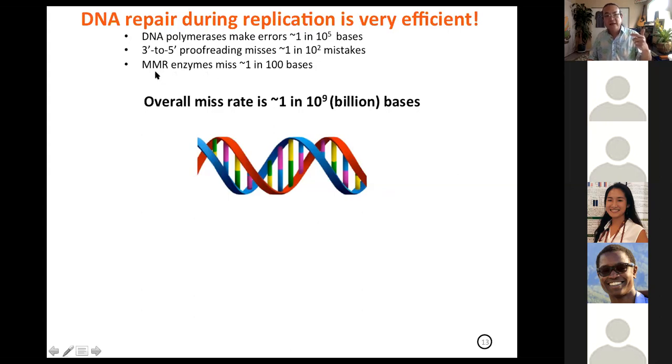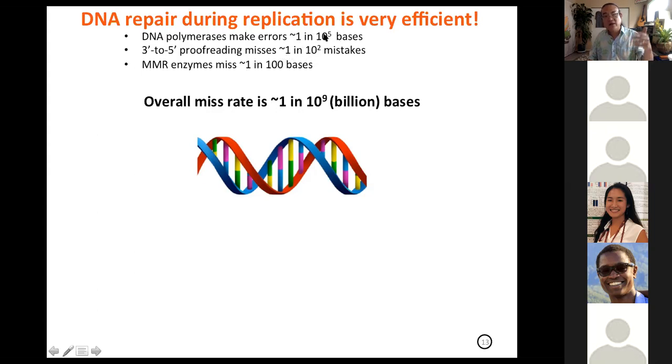Then lastly, the MMR enzymes like the MUT-S will come along after the fact and scan the DNA. They usually do a really good job repairing, but they allow maybe 1 in every 100 bases to slip through. So you might say, well, that doesn't seem very efficient, 1 in 100 bases, right? But keep in mind, that's only after you've already had other mechanisms that are much more stringent in catching mistakes, 1 in 1,000 or 1 in 10 to the 5.